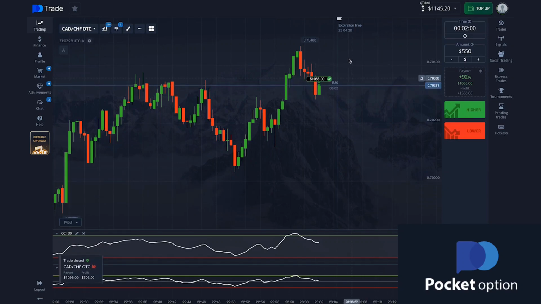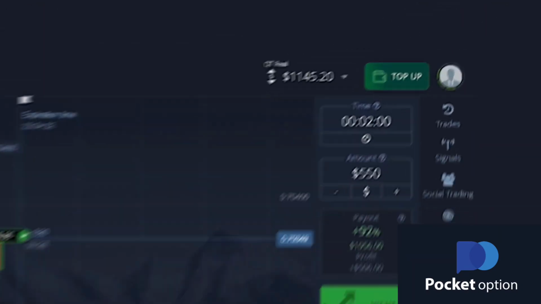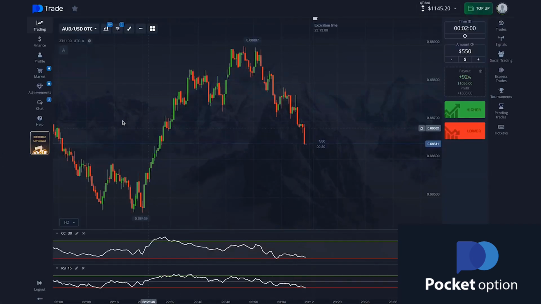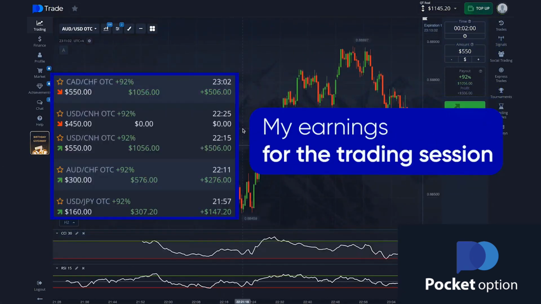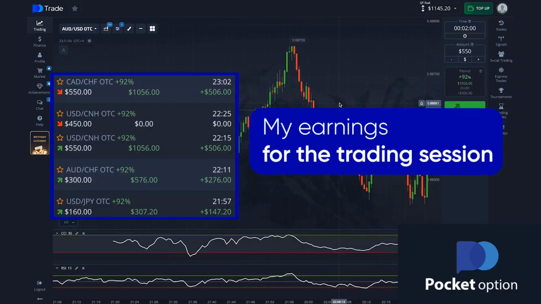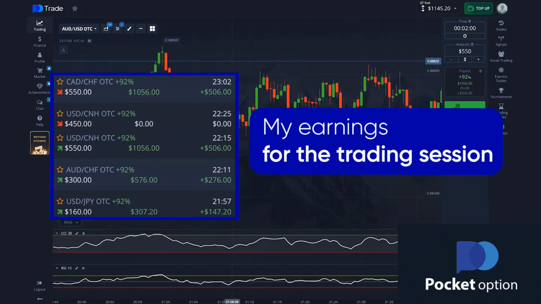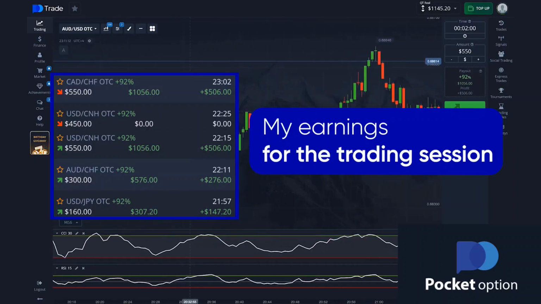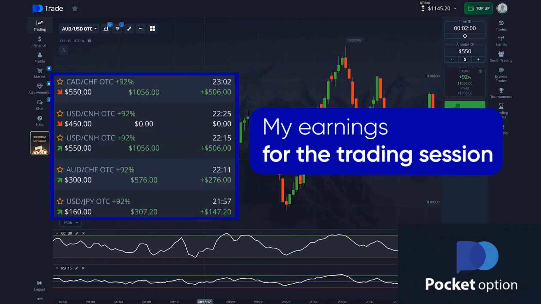And this trade closed with a plus, colleagues. My balance has increased by $506 and it's now $1,145. I think it's time to summarize the results. Colleagues, I think you have seen for yourselves how this strategy works. During this trading session, I increased my balance from $160 to $1,145. And this is a very good result for such a simple strategy as this one.